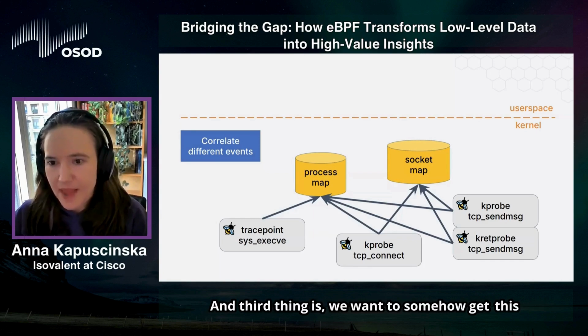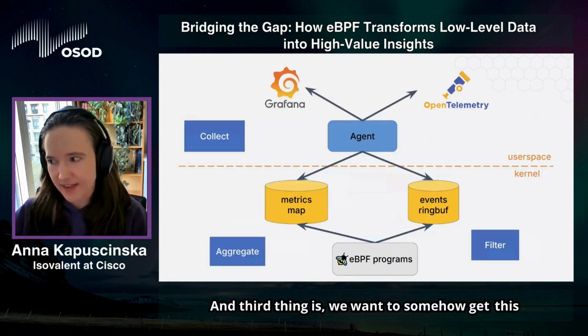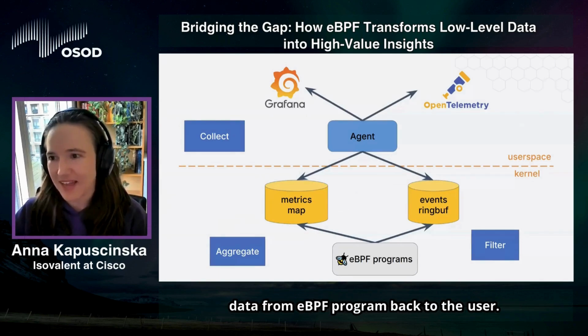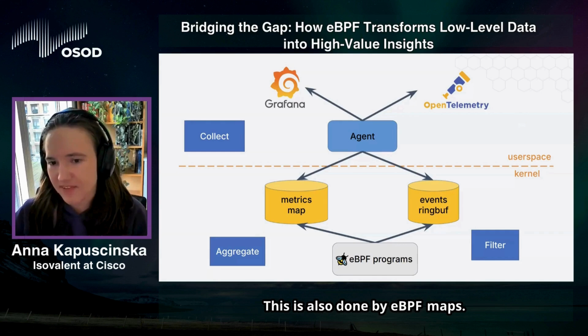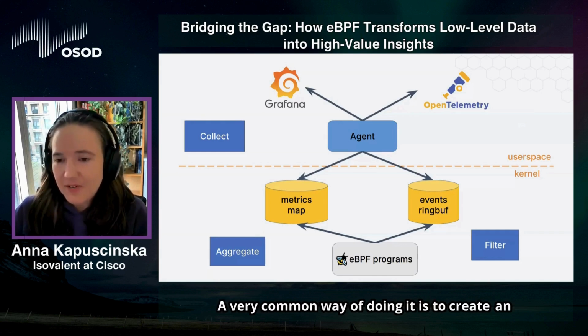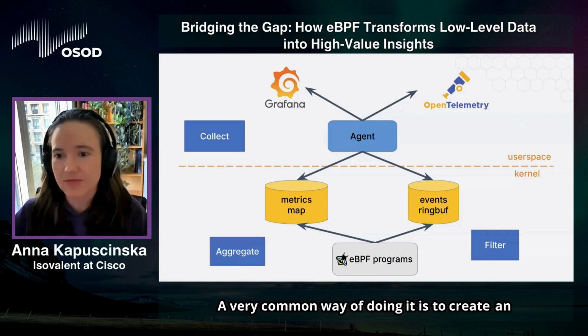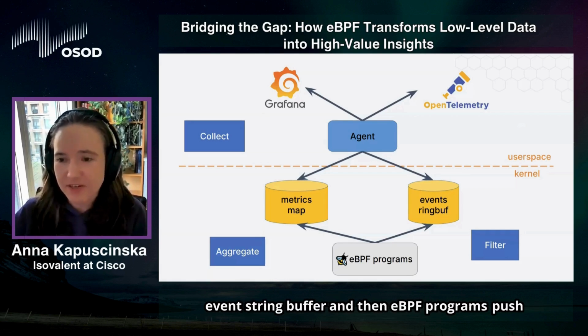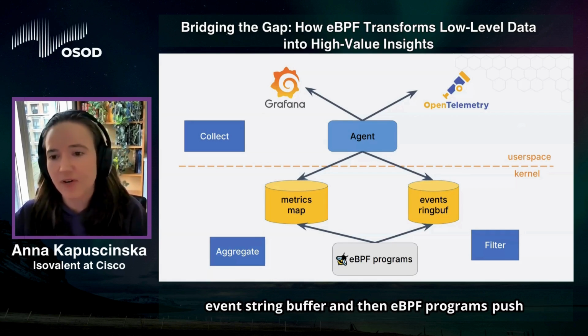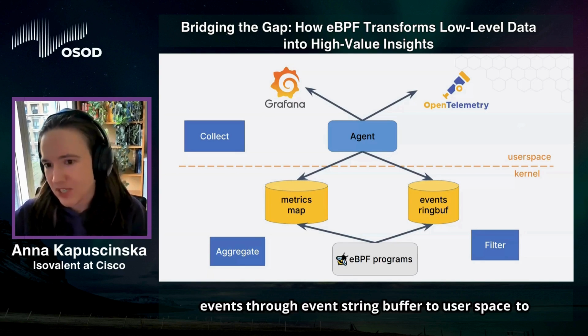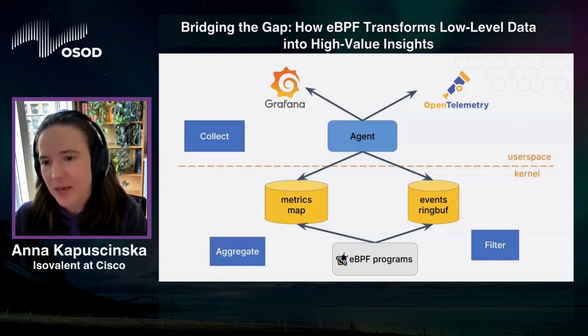And the third thing is, we want to somehow get this data from eBPF programs back to the user. This is also done via eBPF maps. A very common way of doing it is to create an events ring buffer, and then eBPF programs push events through the events ring buffer to user space, to the agent.